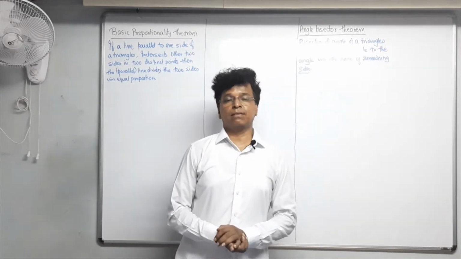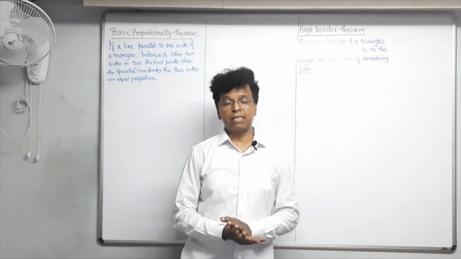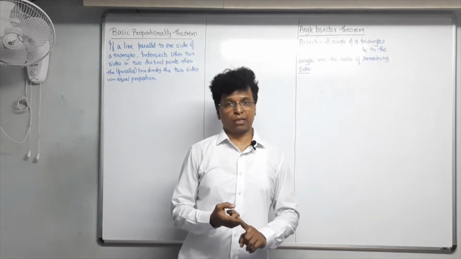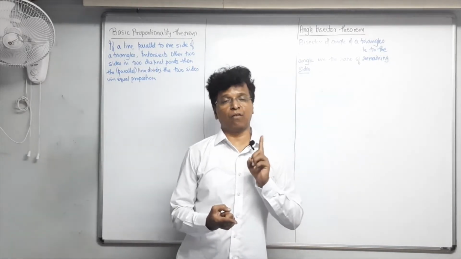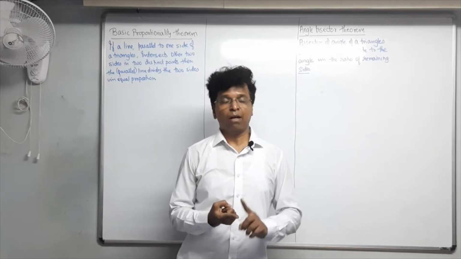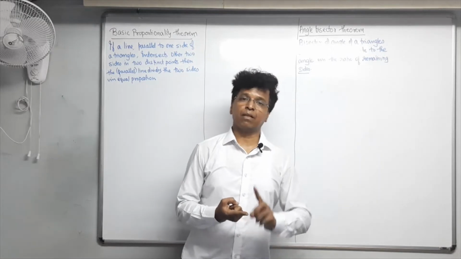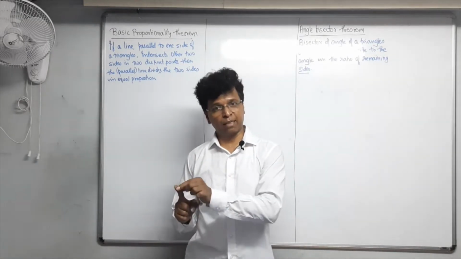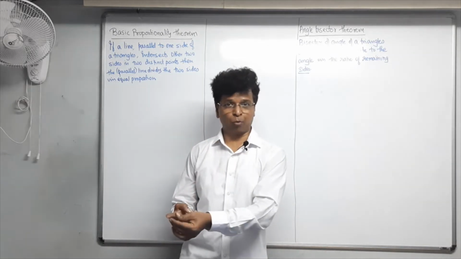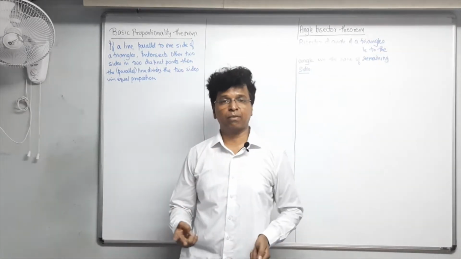Out of that, a very important property is the basic proportionality theorem. We have to understand the proof of this theorem also. Then we have to understand the converse of the theorem, that is, the converse of the basic proportionality theorem. That will be the second one.